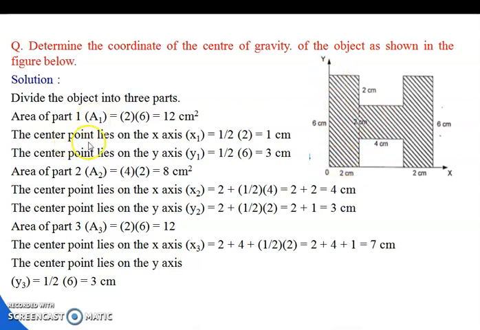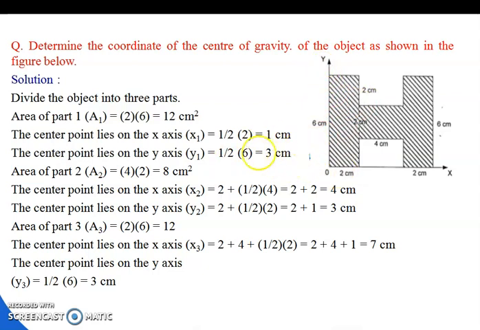So the center point along the x-axis is equal to half of the width, which is half into 2, so 1 cm. Similarly, in case of the y-axis, the center point value is half of the depth, which is half into 6, which is 3 cm.